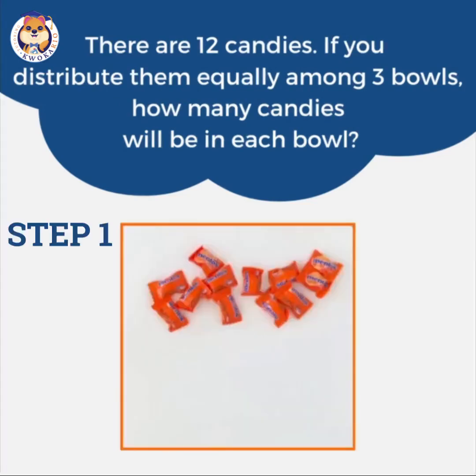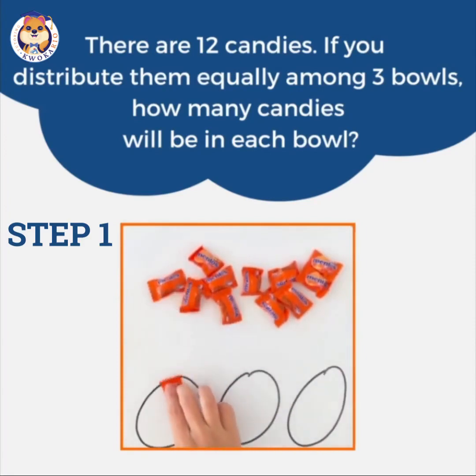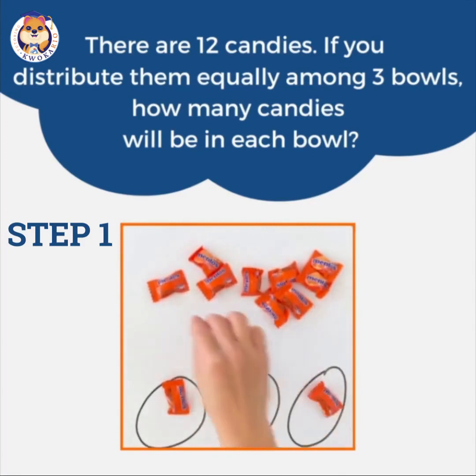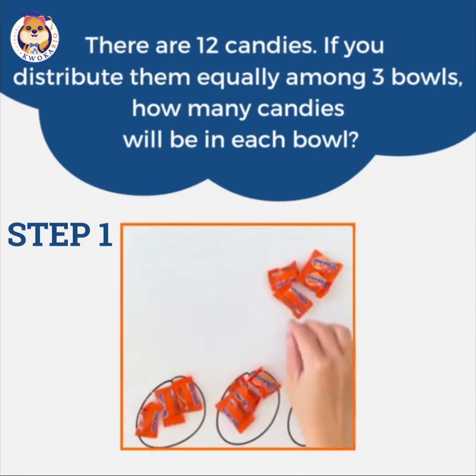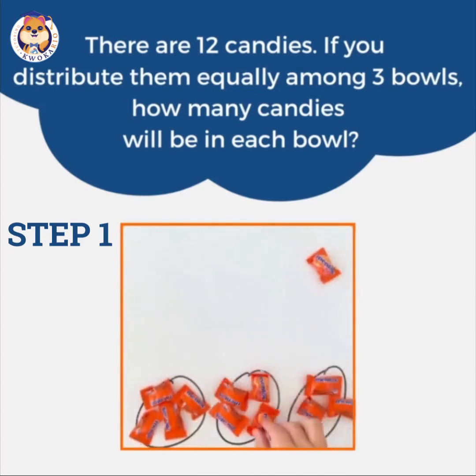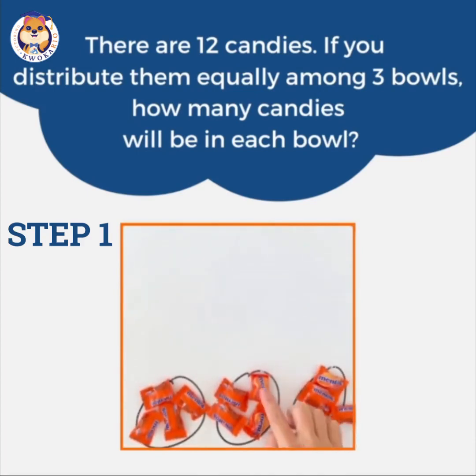Step 1. We're going to use real candies to investigate this problem, so children can connect with the real world. Have 12 candies and 3 bowls in front of your child. Ask your child to share equally 12 candies in 3 bowls by placing every candy in each bowl until completing 12 candies, like so. Count how many candies are in each bowl.